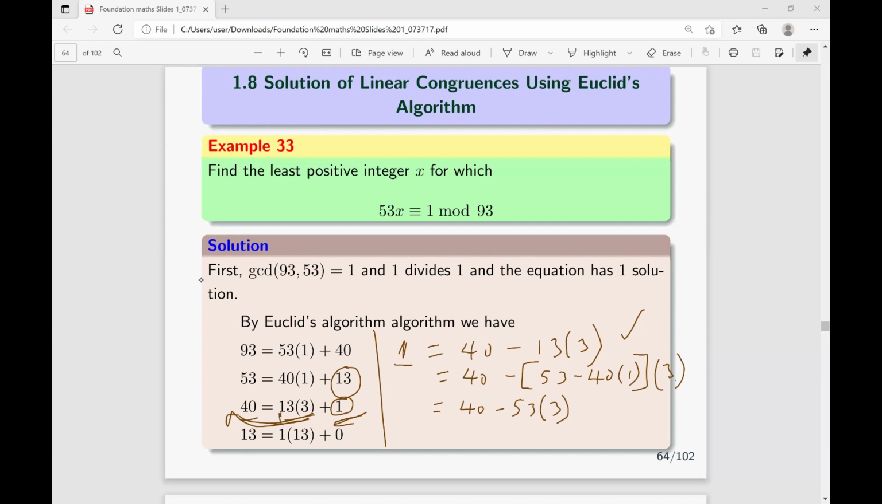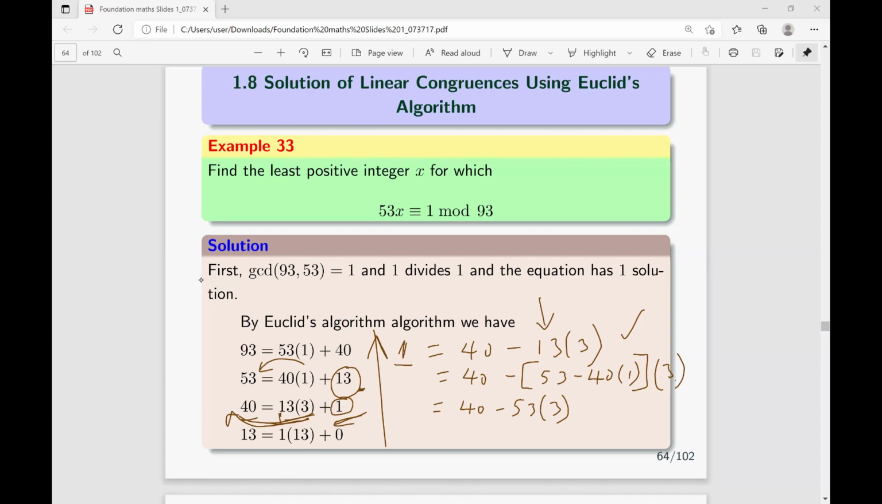Now I come up with this equation. This equation has the next remainder, 13. It's here. I'm replacing going up. So when I replace going up, what is 13? 13 to go on one side alone, I have to take this on the other side. So that is 53 minus this. That's what I have.